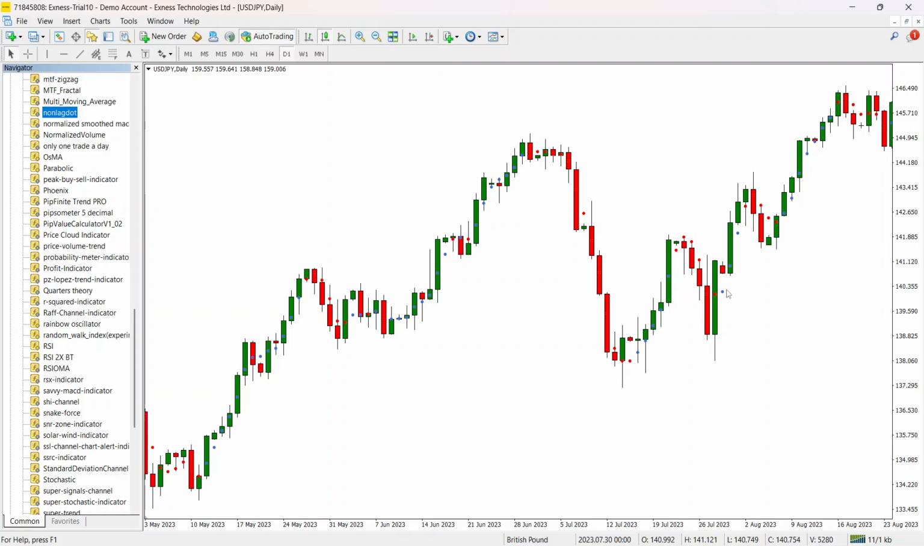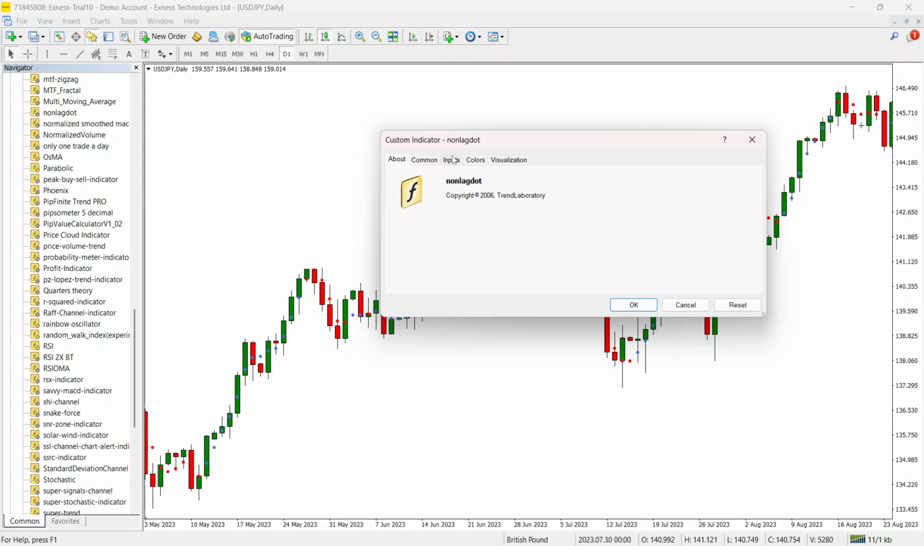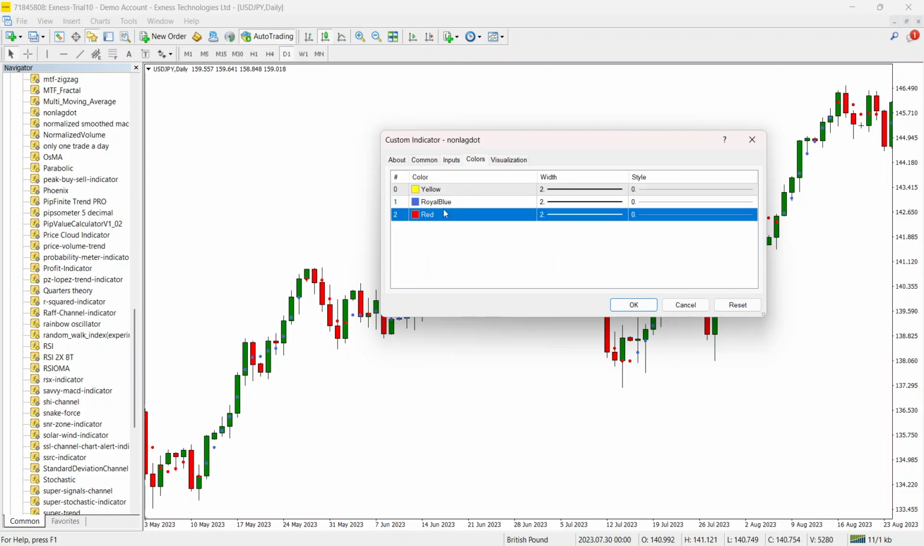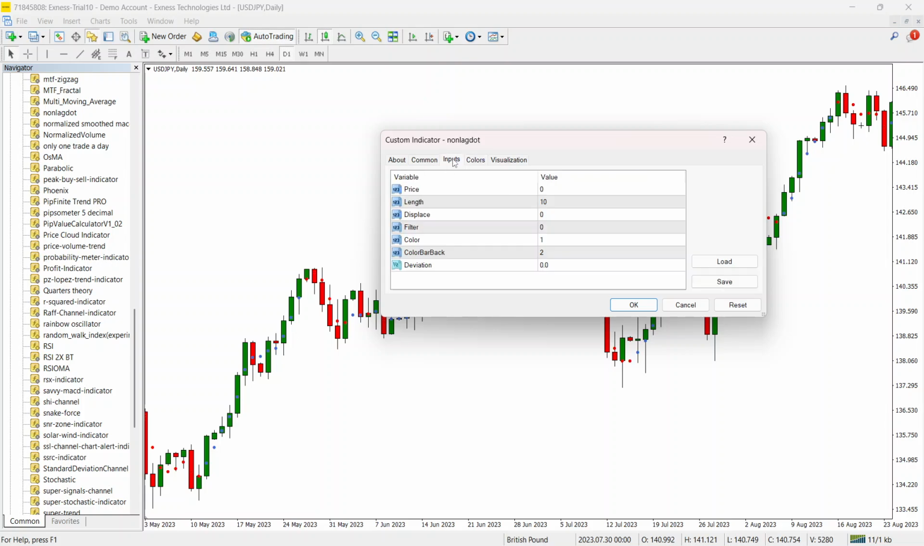I will move over to its settings and come to its input. You can see the length or the period, which affects responsiveness and smoothness. And we also have the color options for the bullish and bearish dots. You can also adjust the dot size, among other variables.